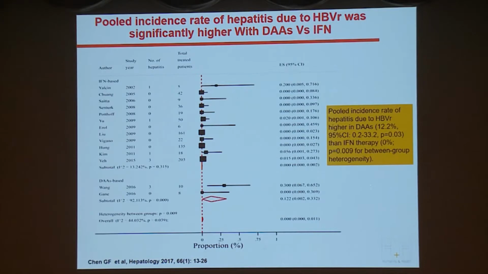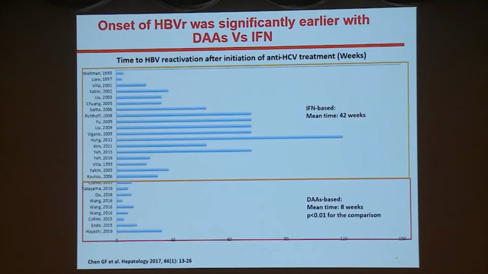At that time, our group did a meta-analysis to compare with interferon-based therapies. You can see here the pooled incidence rate of hepatitis due to HBV reactivation is actually higher in DAA treated patients than with interferon, with a p-value of 0.09. And the onset of HBV reactivation was also significantly earlier with DAA therapies as compared to interferon therapies. In fact, with interferon-based therapies we also observed reactivation, but the mean time is around 42 weeks, whereas with DAAs it's only 8 weeks, and the p-value is very significant. So the timing of reactivation is important: as hepatologists, when we treat patients with co-infections, we need to understand what happens when.